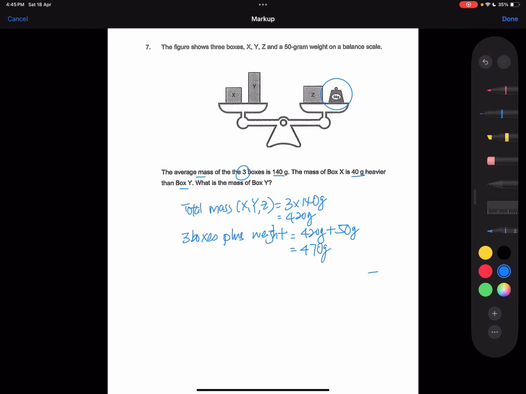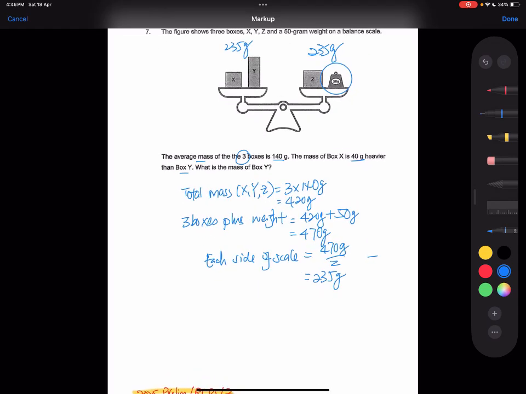Now given that the scale is balanced, we can take each side of scale to be 470 gram divided by 2, which gives us 235 gram. So we know this is 235 gram. This is also 235 gram. Now let's focus on the left side.